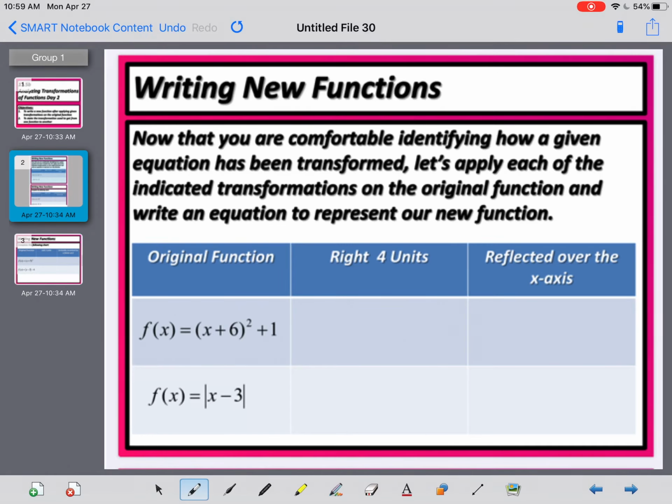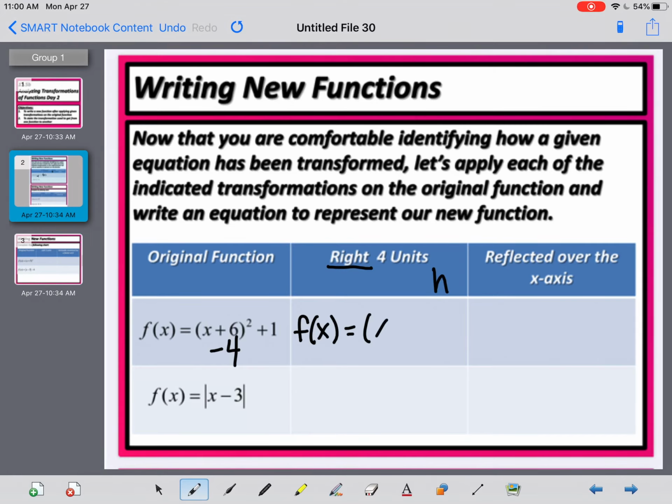So if this is my original function here on the left, I want to move it to the right 4 units. So I want to think to myself, what part of the equation, which transformation does that affect? So moving it to the right, that's going to affect my h value. And we remember that h is actually the opposite. So if I'm moving it to the right, if you think about that on a coordinate plane, moving it to the right is typically a plus, but here h does the opposite. So I'm instead going to subtract 4 from the h in my equation here.